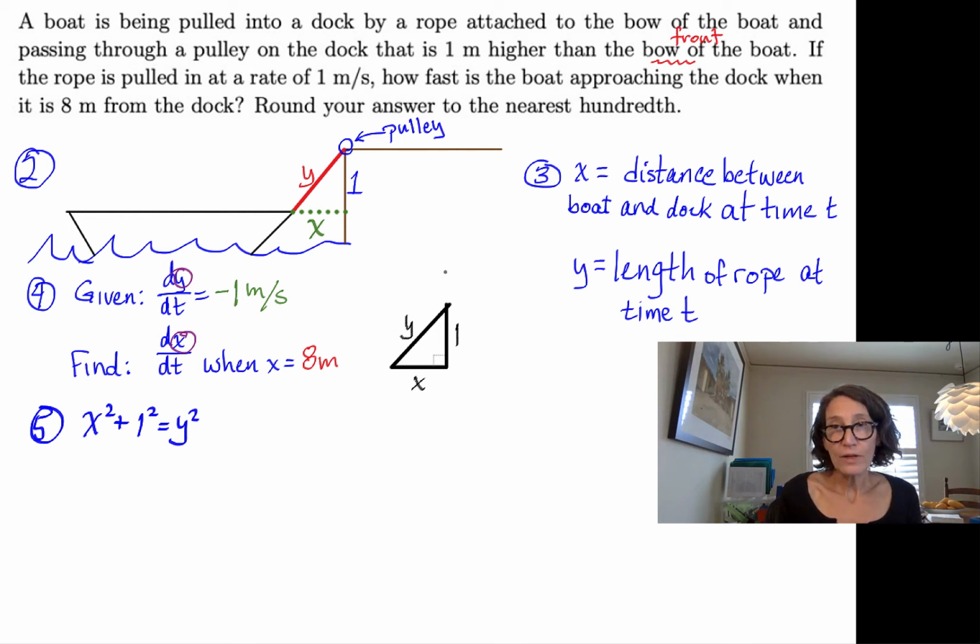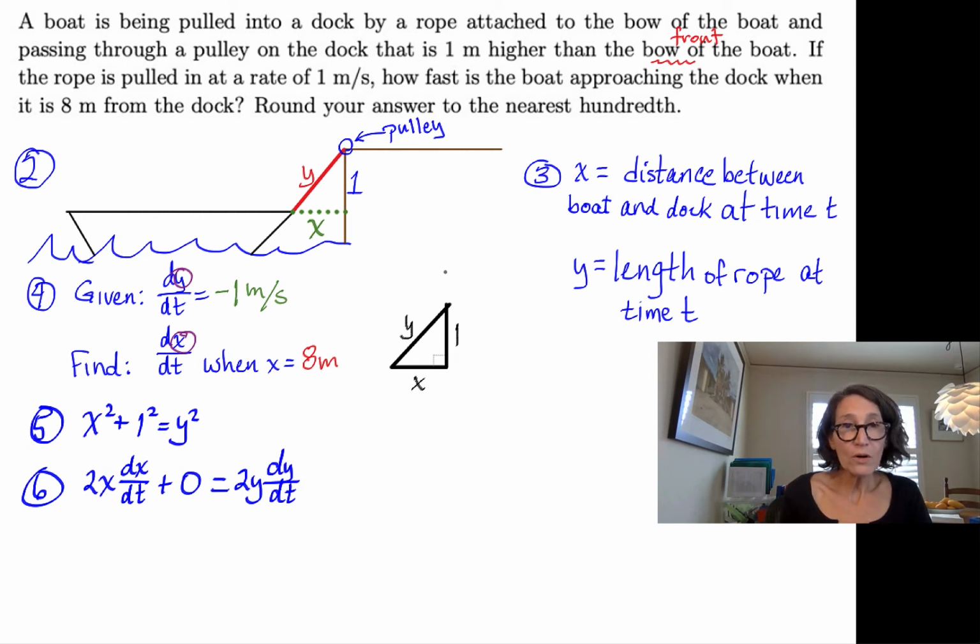Now I want to differentiate both sides of that equation in step 6 to get a relationship between their derivatives. So the derivative with respect to time of x squared is 2x times dx/dt. The derivative of 1 is 0. The derivative of y squared with respect to time is 2y dy/dt. So now we're looking for dx/dt when x is equal to 8. So let's solve this equation for dx/dt. It's equal to y over x times dy/dt.